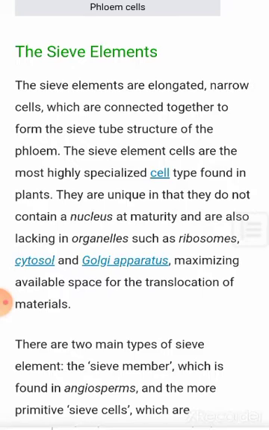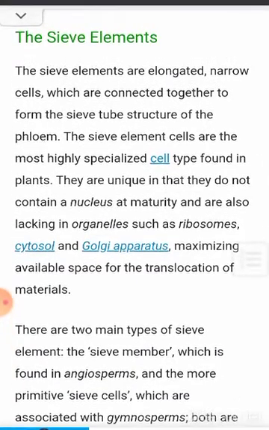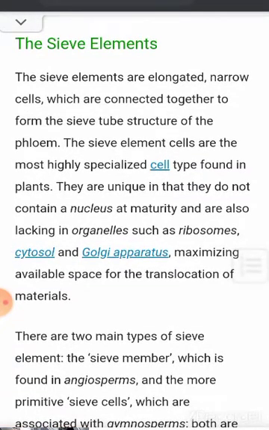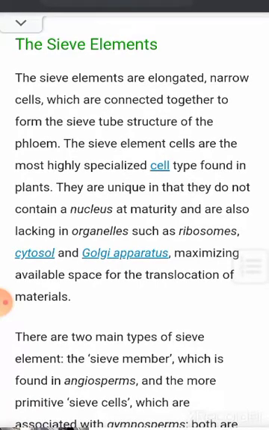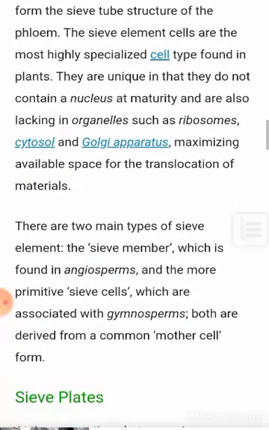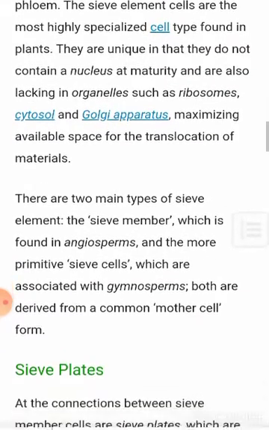Sieve elements are elongated, narrow cells which are connected together to form the sieve tube structure of the phloem. The sieve element cells are the most highly specialized cell type found in plants. They are unique in that they do not contain a nucleus at maturity and are also lacking in organelles such as ribosomes, cytosol and Golgi apparatus, maximizing available space for the translocation of materials.